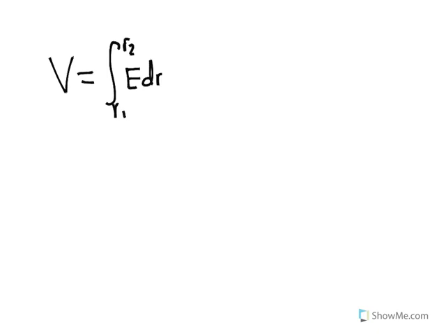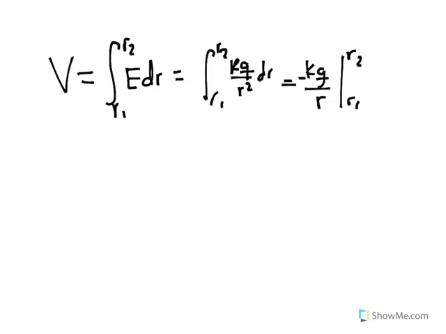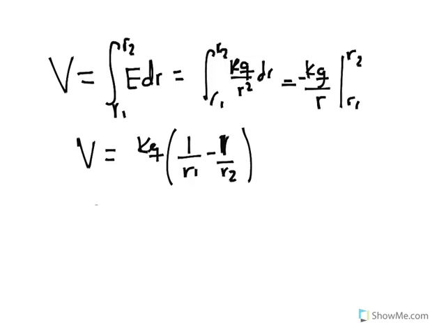So the electric potential is going to be this integral, and if we have a point charge, it is very easily evaluated as the integral of kq over r squared dr, and this is going to be equal to kq over r, with a minus sign, from r1 to r2, so that the voltage for a point charge is going to be kq times 1 over r1 minus 1 over r2. And this is the electric potential due to a point charge.